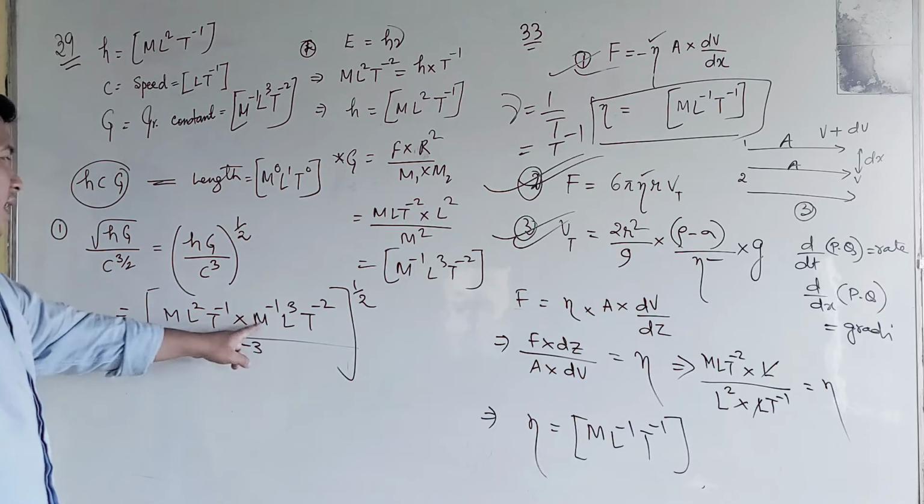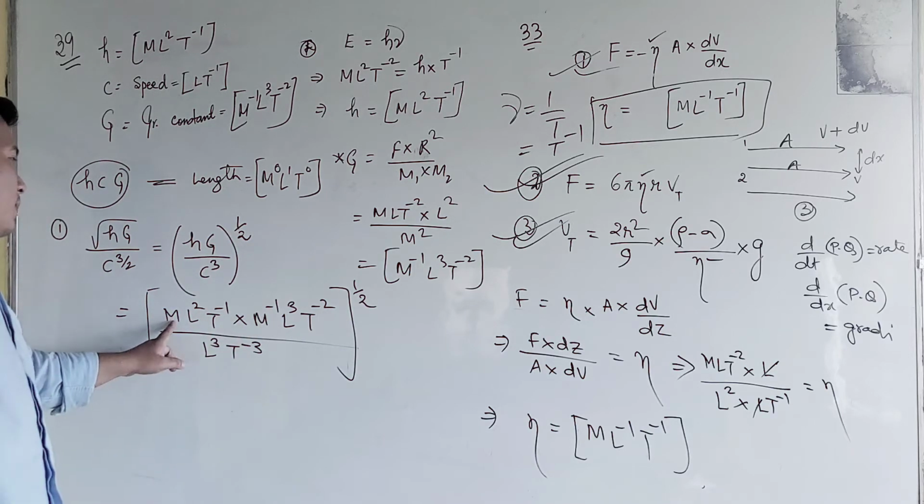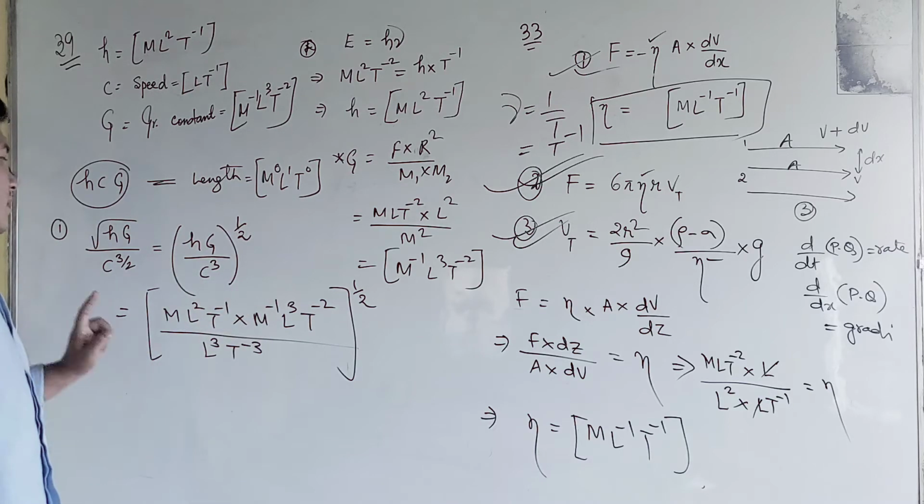Now m and the m get cancelled out. This will be plus 1. This will be minus 1. So this cancels out.